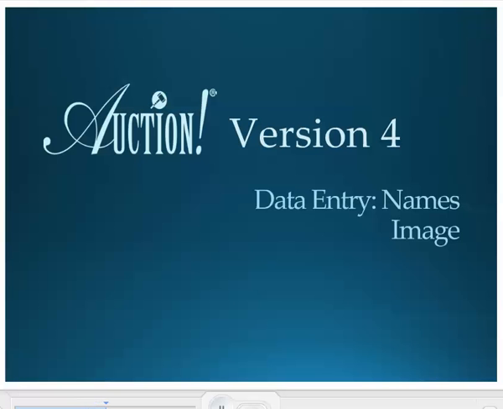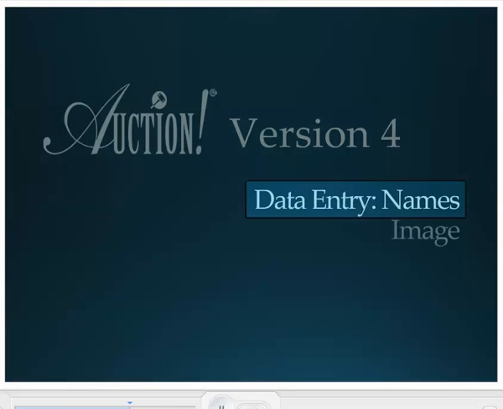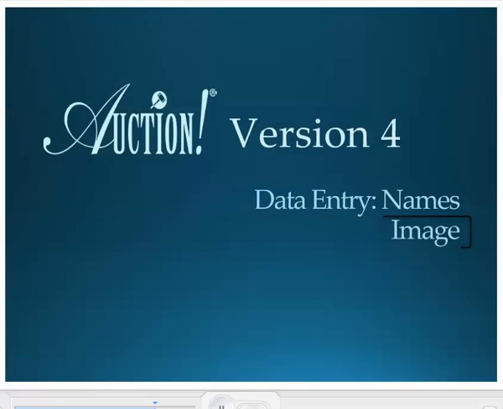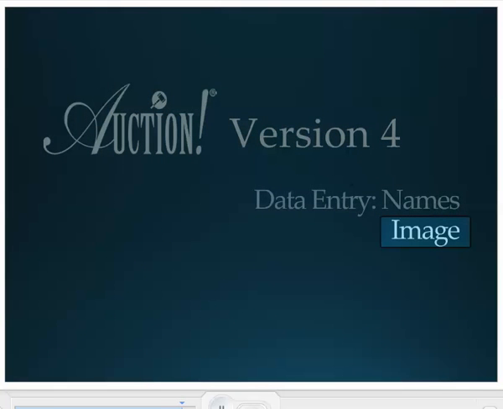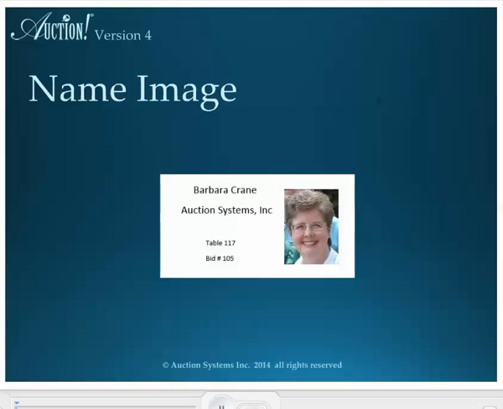In this tutorial in the Data Entry Name series, I will show you the optional panel for Image. Let me first explain what an image is for a name record. An image associated with a name record could be a picture of the person, couple, or family in that name record, or it could be a company logo or graphic associated with the company in that name record.